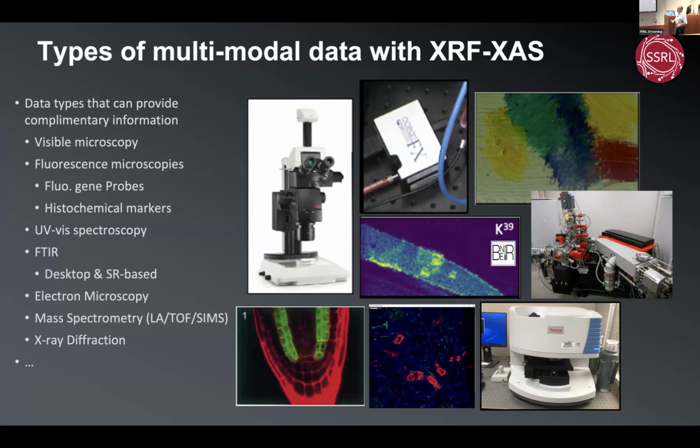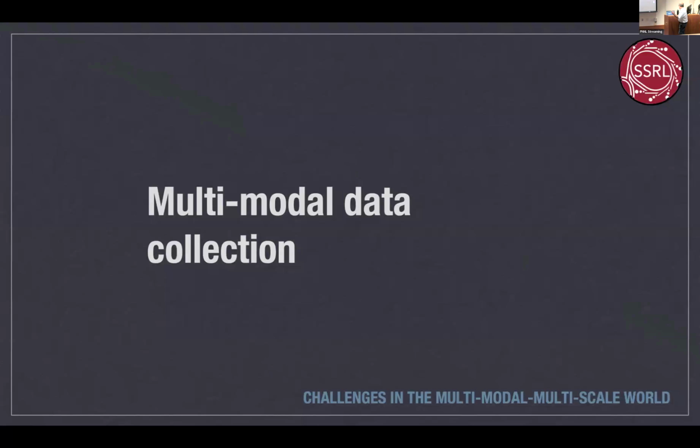So we have physical microscopies, fluorescence microscopies. We can do fluorescent probes, histochemical markers if you're interested in biology, UV, infrared, Raman. We heard about electron microscopy. There are all these people here that do mass spec imaging. These are all really great complementary information. How do we take all of these data and fuse them together, right? And learn more about our sample than the individual experiment, and get greater than the sum of the parts. That comes into our multimodal data collection.